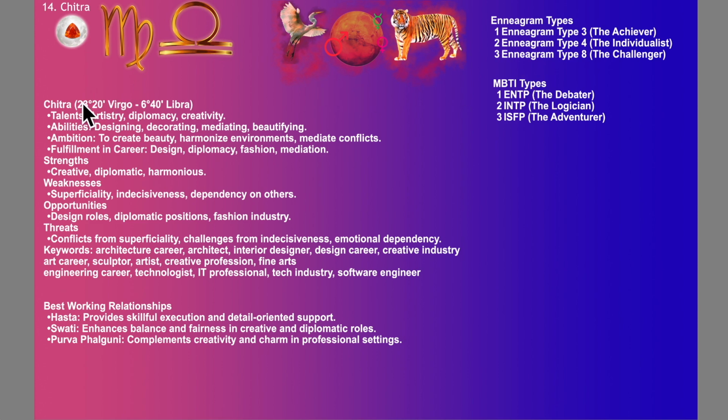Now, it falls between 23 degrees 20 minutes of Virgo and 6 degrees 40 minutes of Libra. So going first 2 padas in Virgo, next 2 padas in Libra. So you've got to watch out which pada it is coming from. And remember the life lesson of Chitra Nakshatra from the Heart of Nakshatra series? It was sensual brilliance needs truth to shine.